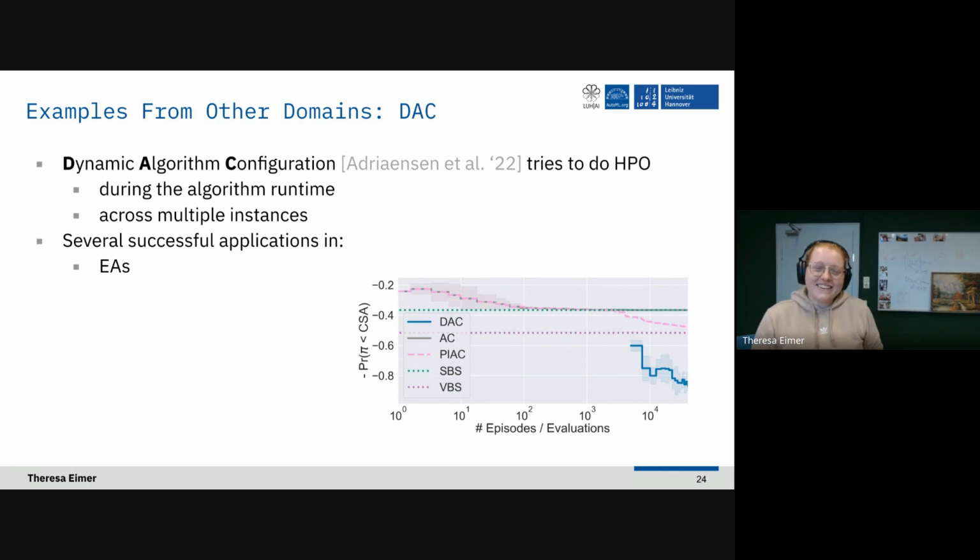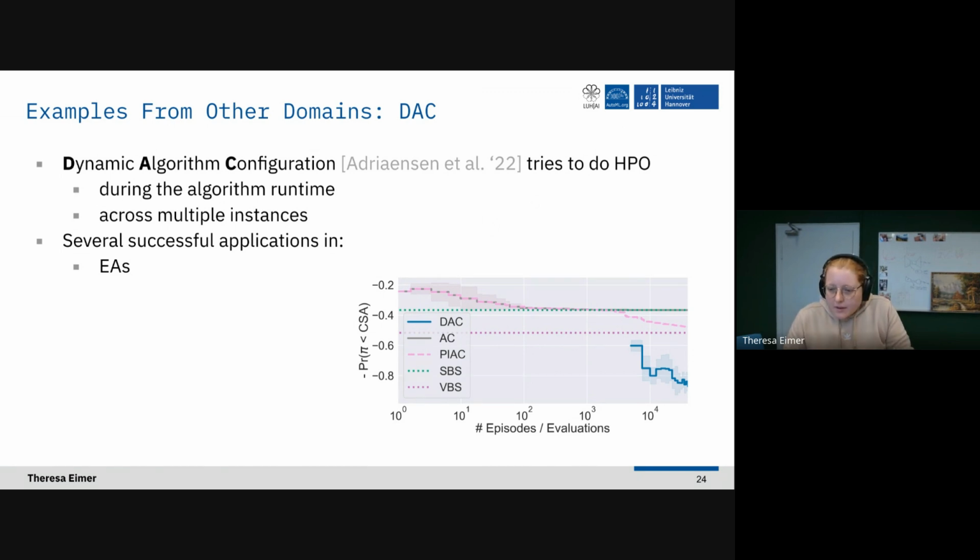This is DAC, as we call it here, dynamic algorithm configuration, which does something very similar. It tries to do hyperparameter optimization during the algorithm runtime, which I think for RL is also very important, and across multiple instances, so that we actually have something that can do this in a generalizable way. There have been several successful applications, for example, in evolutionary algorithms. So this is a graph on step size adaptation for CMA-ES.